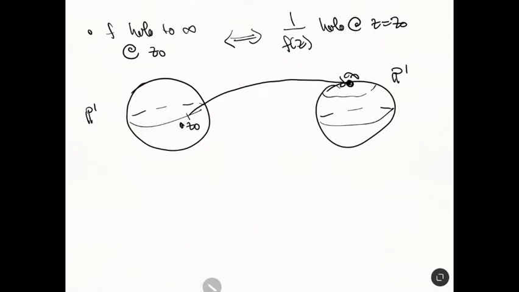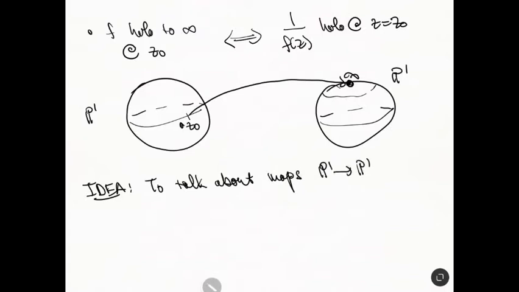So the idea now is to talk about maps from P1 to P1. We combine these two conditions. And when we combine these two conditions, sometimes we'll have infinity going to infinity.